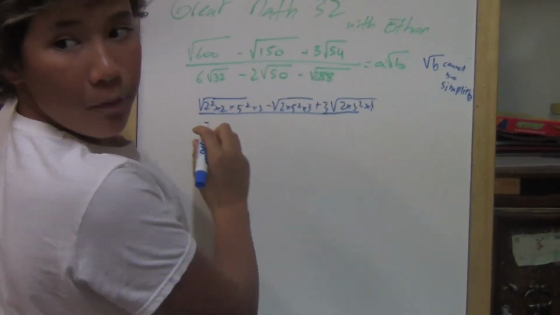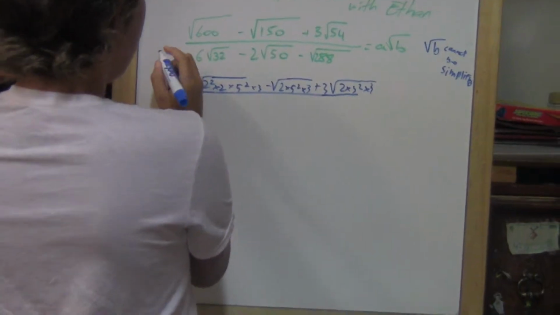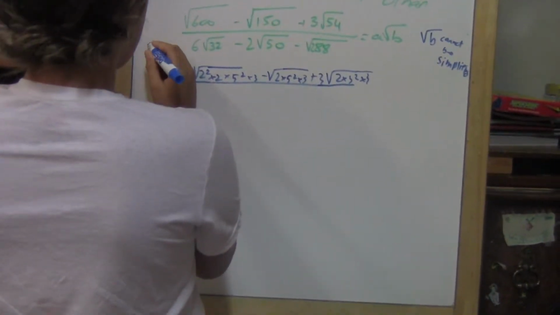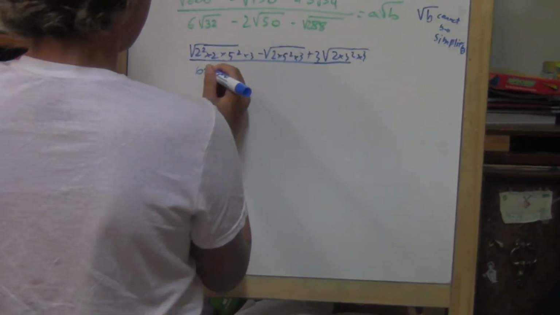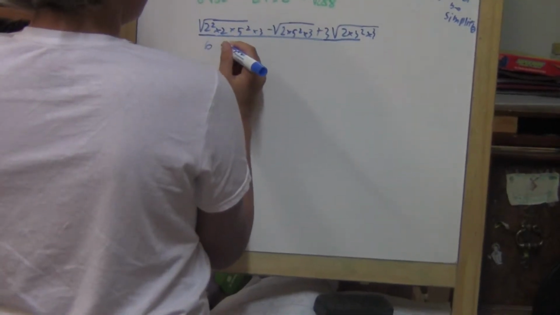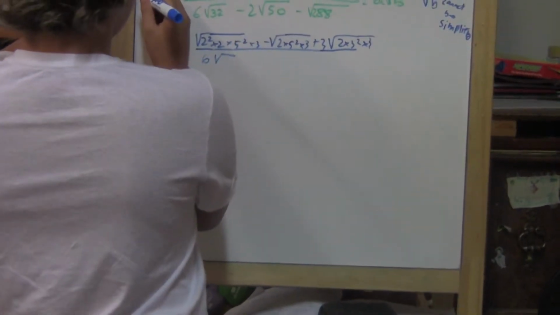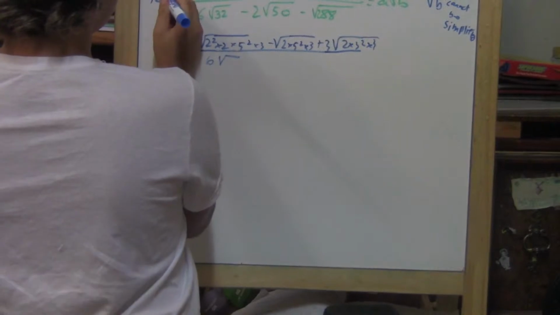So basically, again, 6 here, then 32, 2.